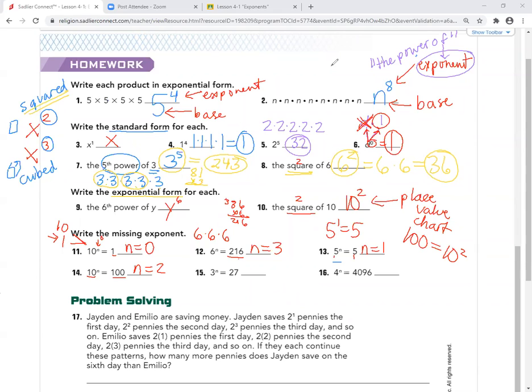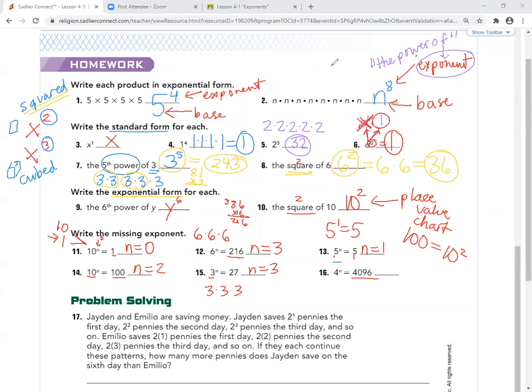How many copies of 3 would I need to get to 27? I know 3 times 3 is not enough. That's 2 copies. How about 1 more copy? Is 3 times 3 times 3 enough? Yes. So in this case, I need 3 copies, n equals 3, to get to 27.